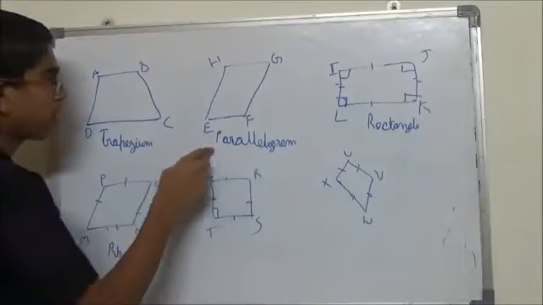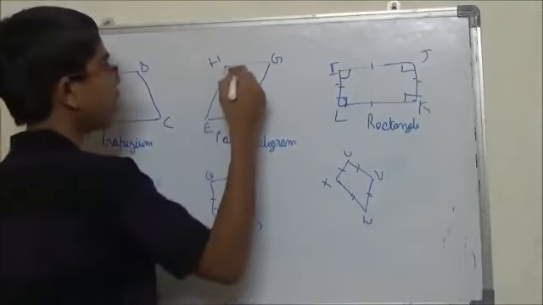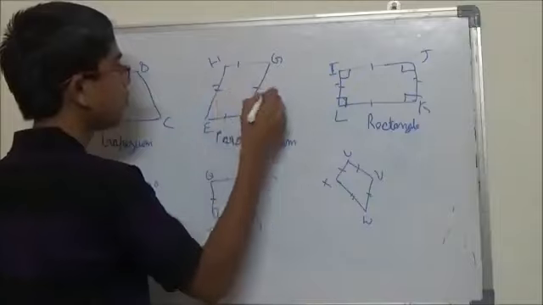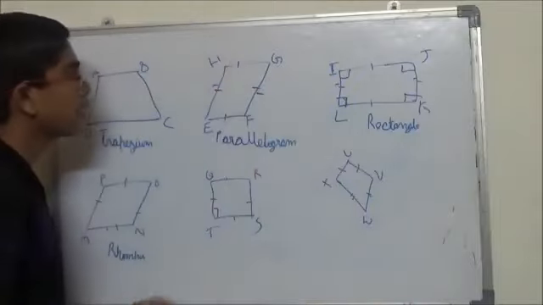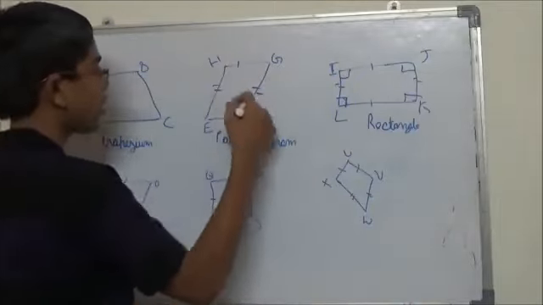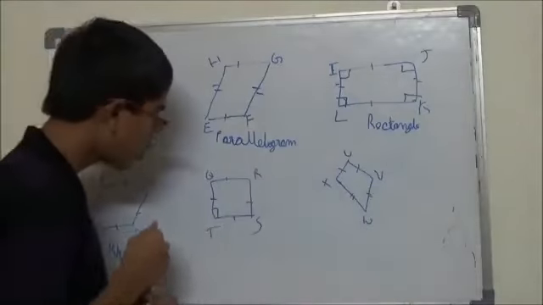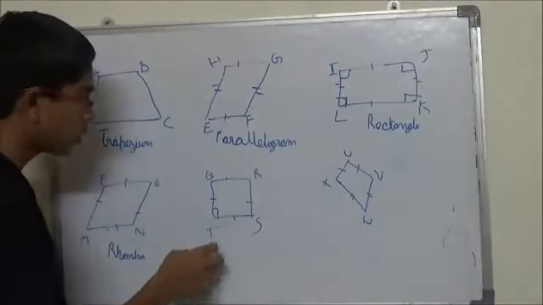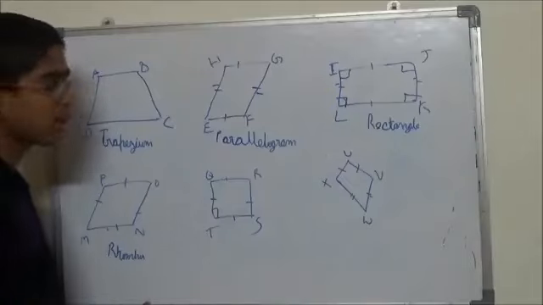So now let's go to parallelogram. In a parallelogram, opposite sides are equal and they are also parallel to each other, and the opposite angles of a parallelogram are also equal. And now let's go to this figure. By seeing the figure, you can say that it's a square.